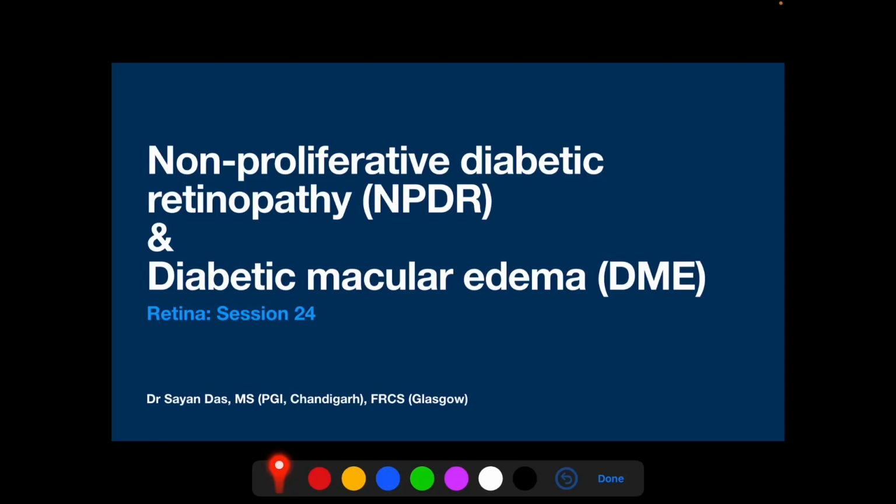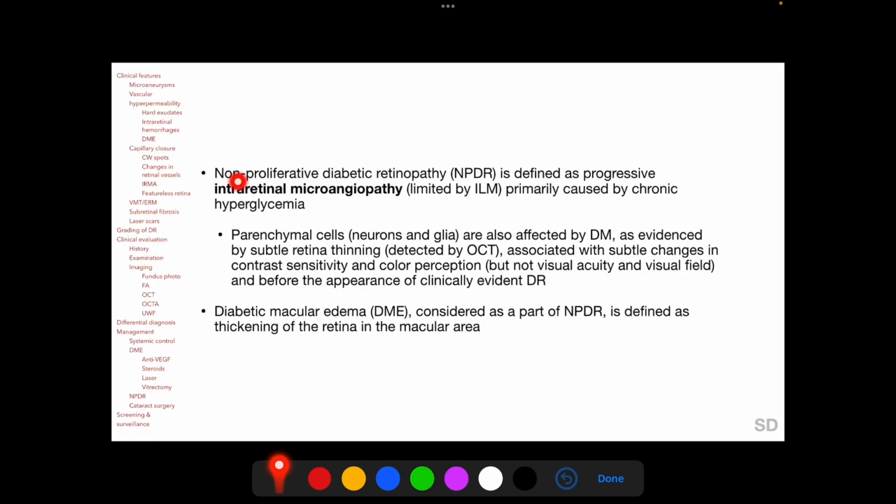Welcome. In this session, we'll be discussing non-proliferative diabetic retinopathy or NPDR and diabetic macular edema or DME. DME belongs to the spectrum of NPDR. We'll be discussing the major clinical trials on DME in the next session and discuss the remaining salient clinical trials in this session. Non-proliferative diabetic retinopathy is defined as progressive intraretinal microangiopathy primarily caused by chronic hyperglycemia.